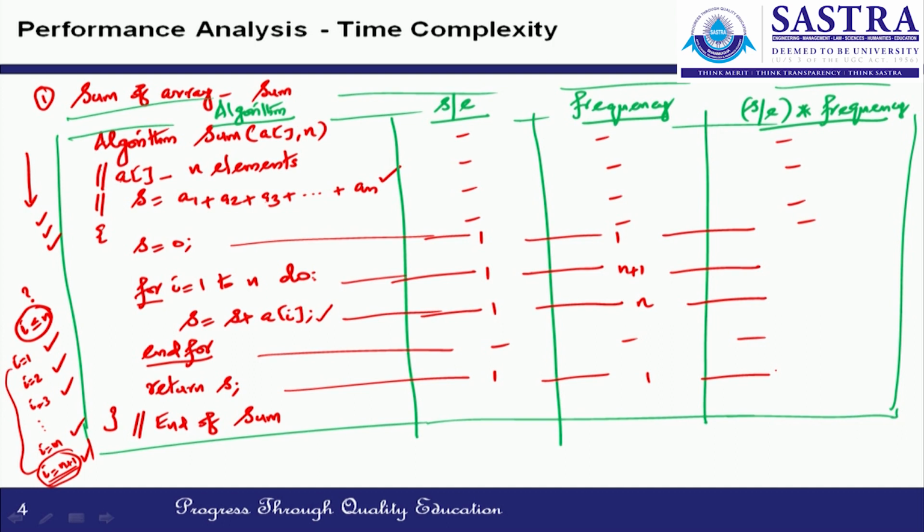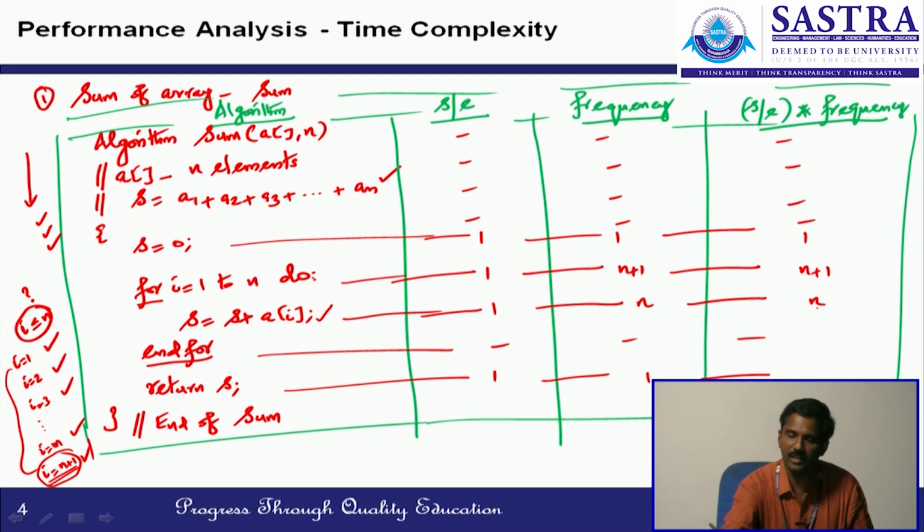Now, finding the last column, find the product of step per execution and frequency. 1 into 1 is 1, 1 into n plus 1 is n plus 1, 1 into n is n, then 1 into 1 is 1. So, finding the result of the last column, we have n plus n, 2n, and 1 plus 1 plus 1, so 2n plus 3. What is this? T, the time required to complete the execution of algorithm sum with problem instance n, is equal to 2n plus 3.